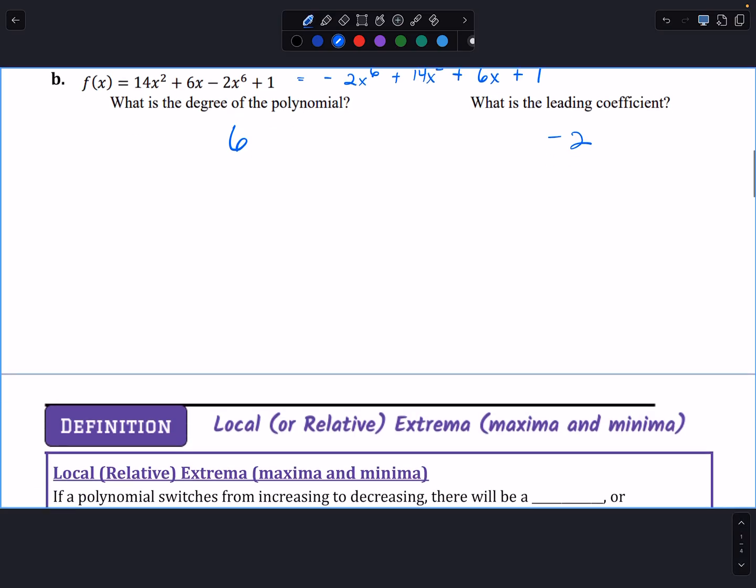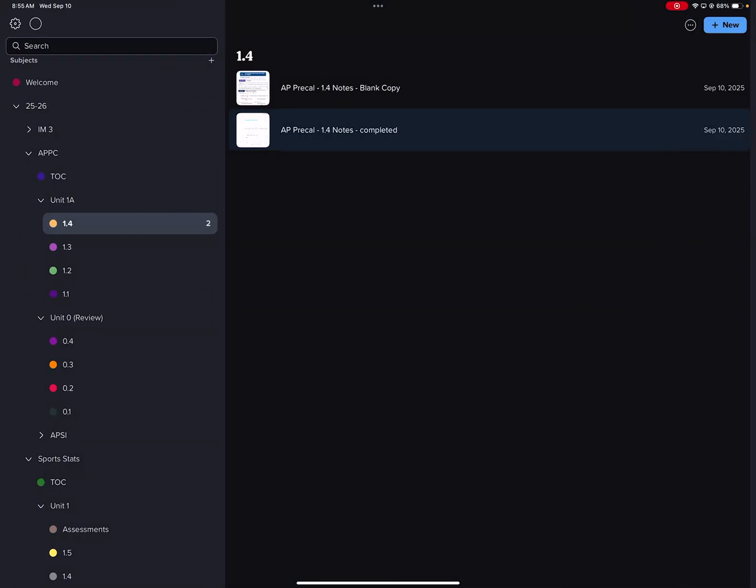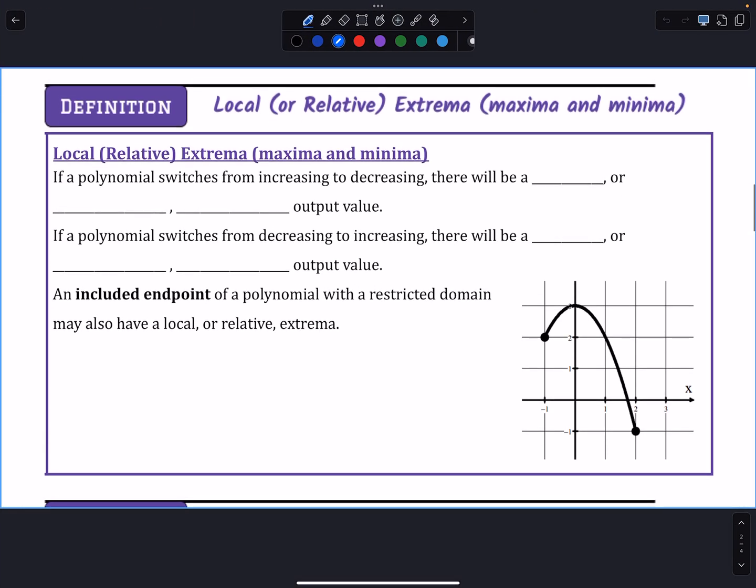All right, so let's talk about something that's new. See that? It flew into my glasses. Go away.